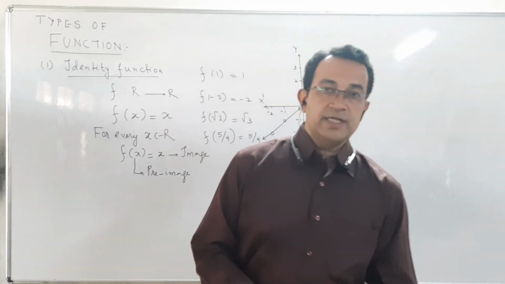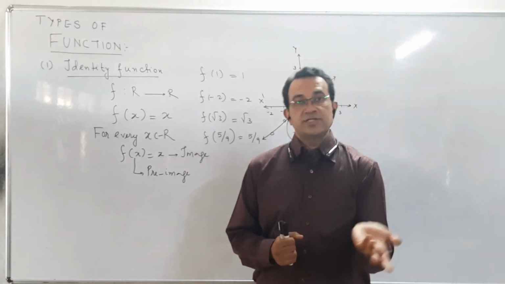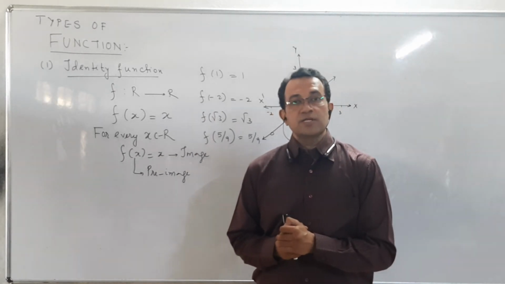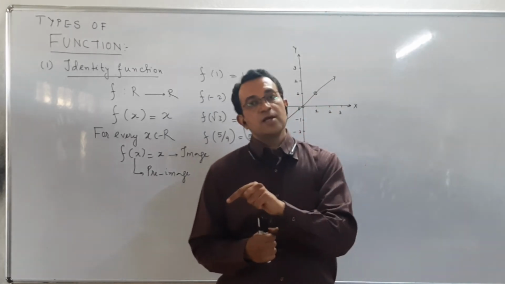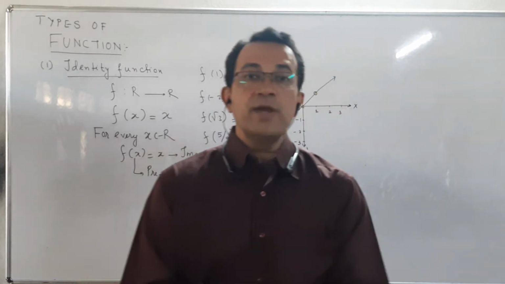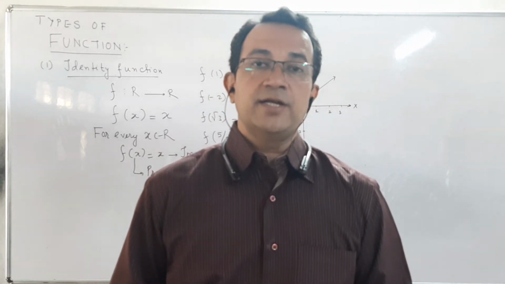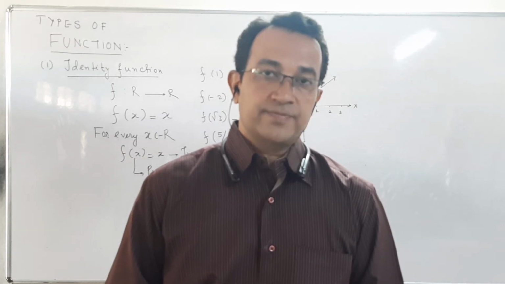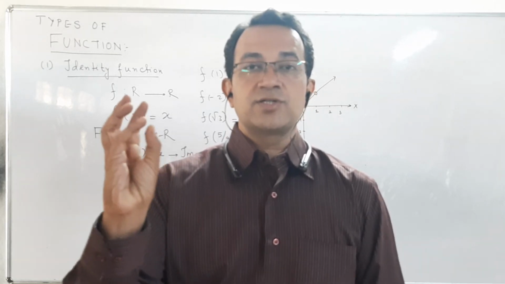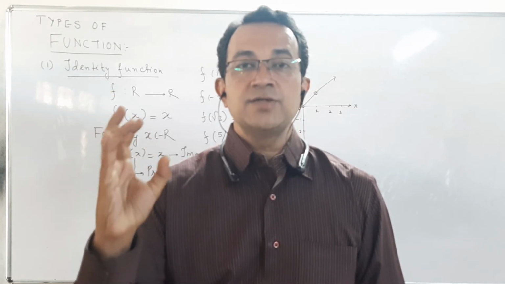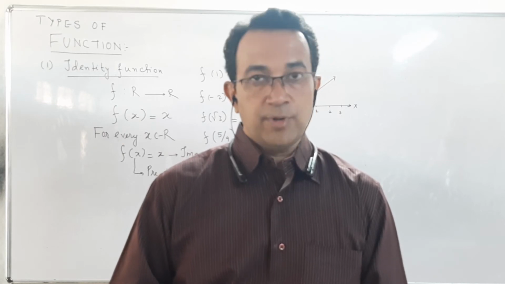And of course its range will be also R, because its domain is R, so its range will be also R, because image of every element x under the function f is x itself. So if x is a real domain, range will also be same. So range of identity function will be also R. So as soon as you study a type of function, figure out its domain, codomain, range, functional rule and graph. This much is very, very important.